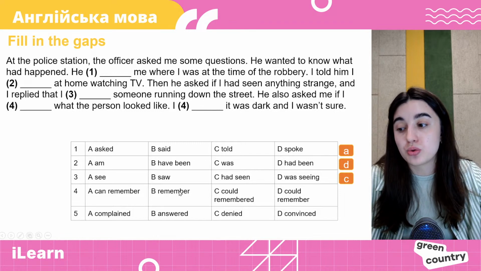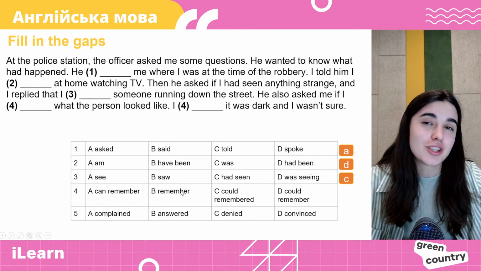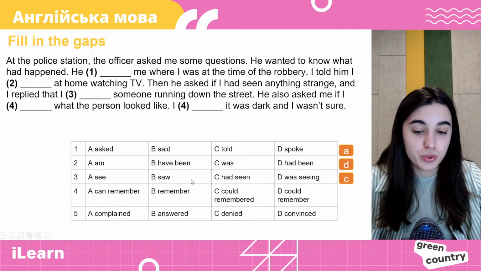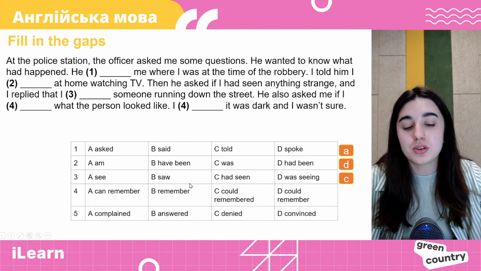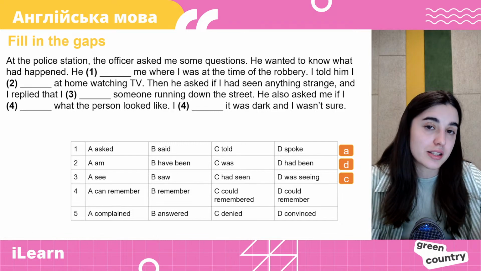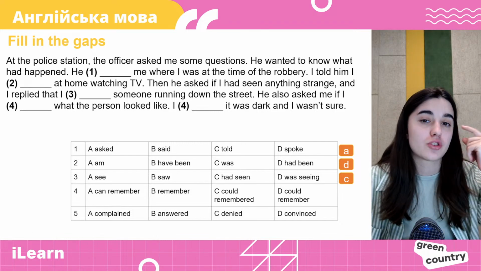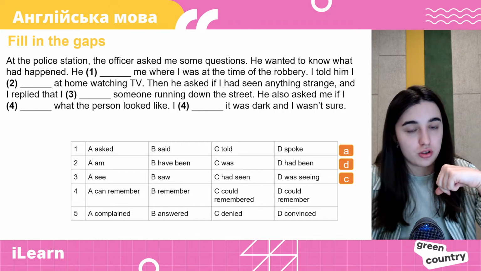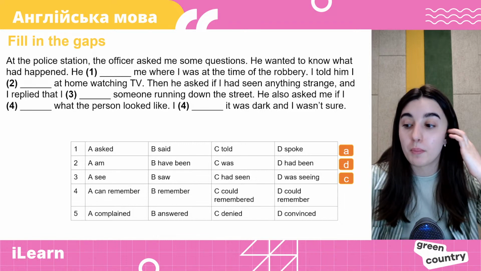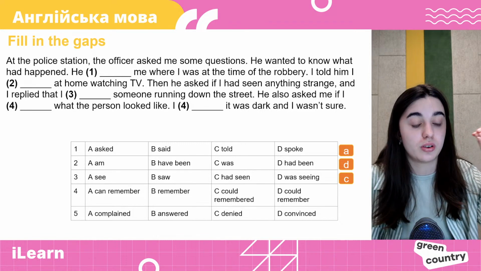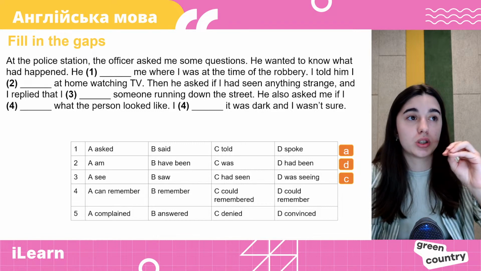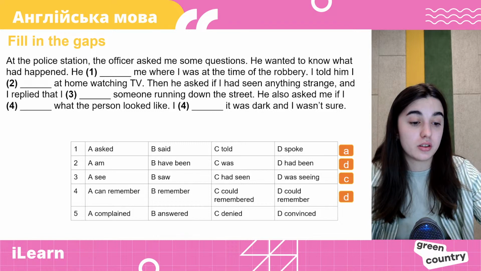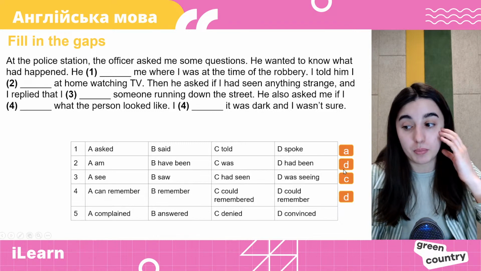But you just need to keep in mind that in reported speech we can't use present tenses. Just remember, if you already have he asked, he told me, he said, so the first part is in the past, we cannot put the second part in the present. Remember that it must be 100% past. It can be any past, but it must be past. That's why we use could remember in number 4.